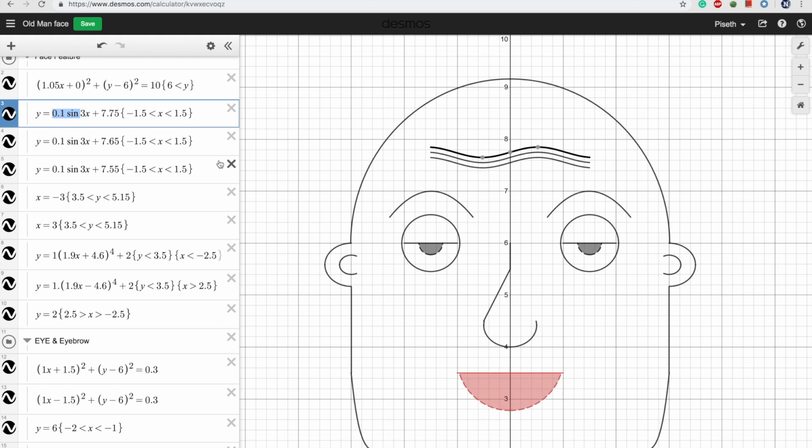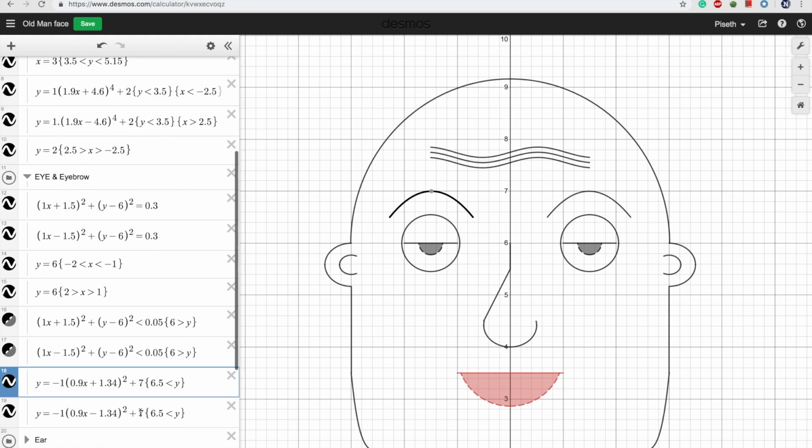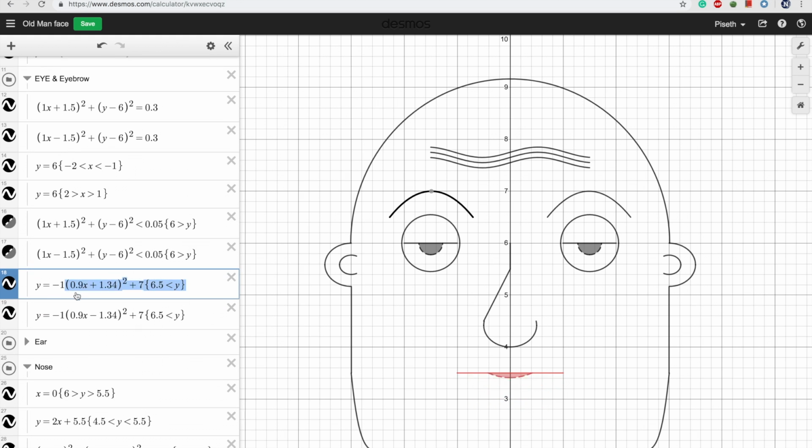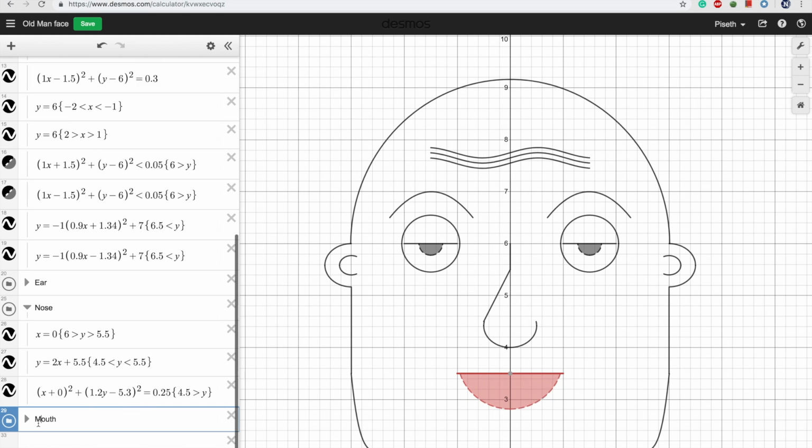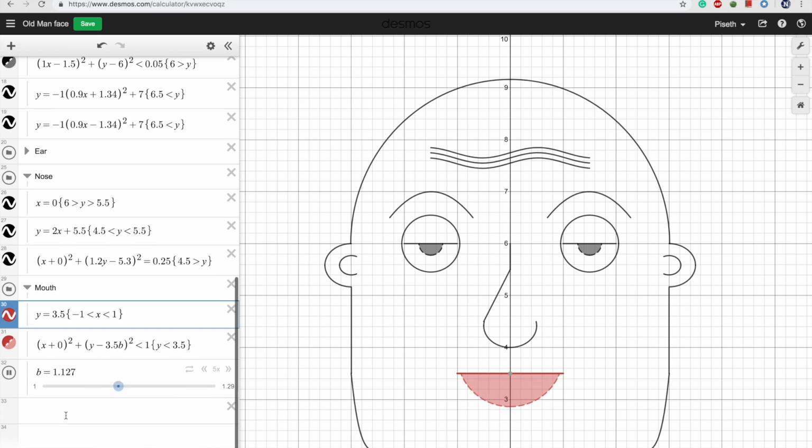And to create the eyebrow, I use the quadratic equation but negative, so the slope will be pointing upward. And for the mouth, to make it move, I use the circle equation, and I change y.